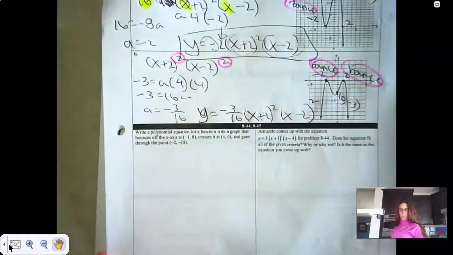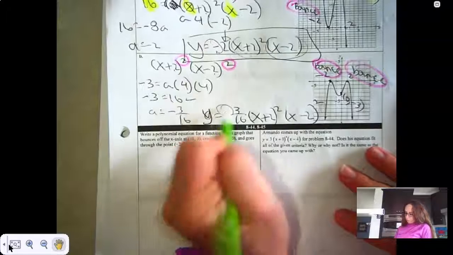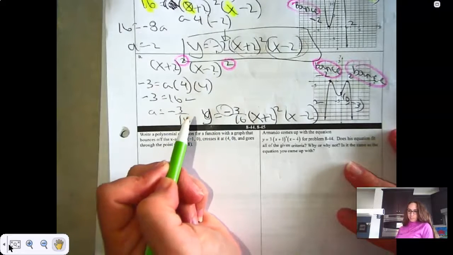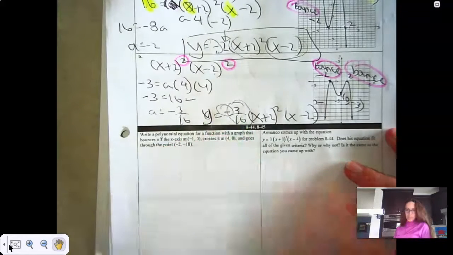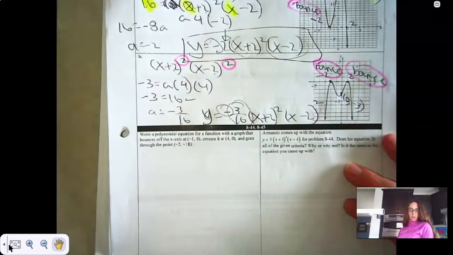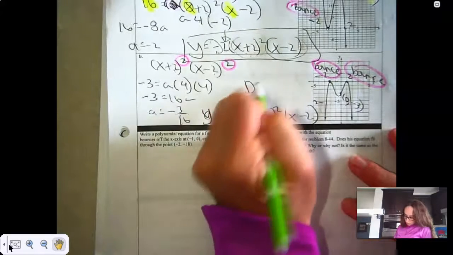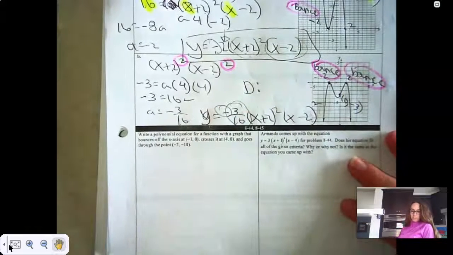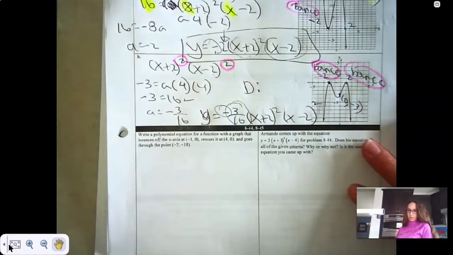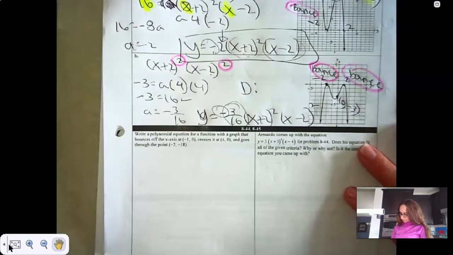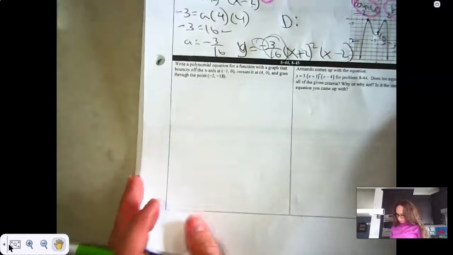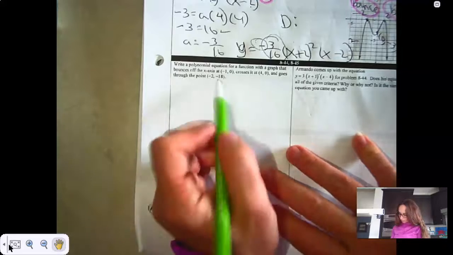Okay, I'm going to ask you some questions on the Ed puzzle. What does the negative mean? What does the 3/16 mean? What degree is it? Okay. And I think that's good enough. All right. Write an equation.